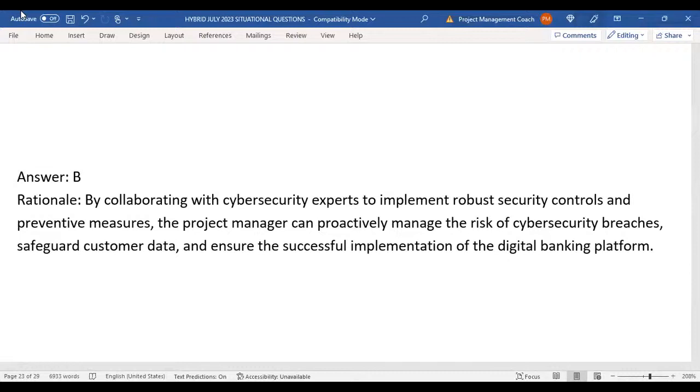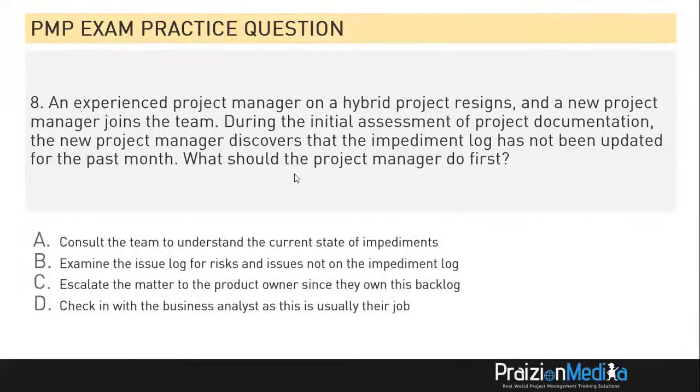All right. Well, I hope this has been making sense. It's a very long session, but risk is a beast, and we very much needed to do this. Let's take a look at our final question, the spinner. It reads, an experienced project manager on a hybrid project resigns, and a new project manager joins the team. During the initial assessment of project documentation, the new project manager discovers that the impediment log has not been updated for the past month. What should the project manager do first?